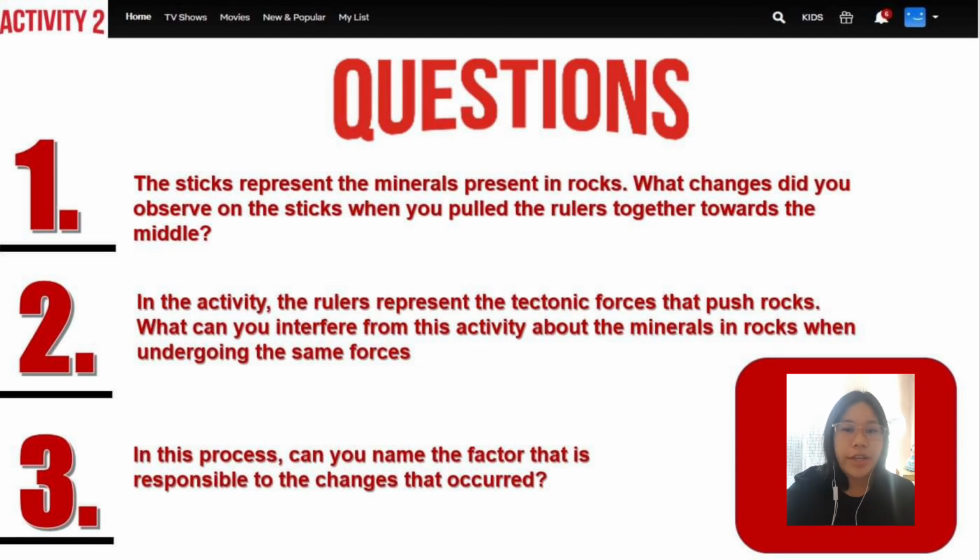Question number 3. In this process, can you name the factor that is responsible for the changes that occurred? The ruler, which represents the tectonic forces. Rocks move because of the heat from the Earth's core, which pushes or pulls the tectonic plates together, where a plate may rise and form great mountains which contain ore minerals. Some sink at the bottom of the rocks and dissolve from the bottom of the magma.